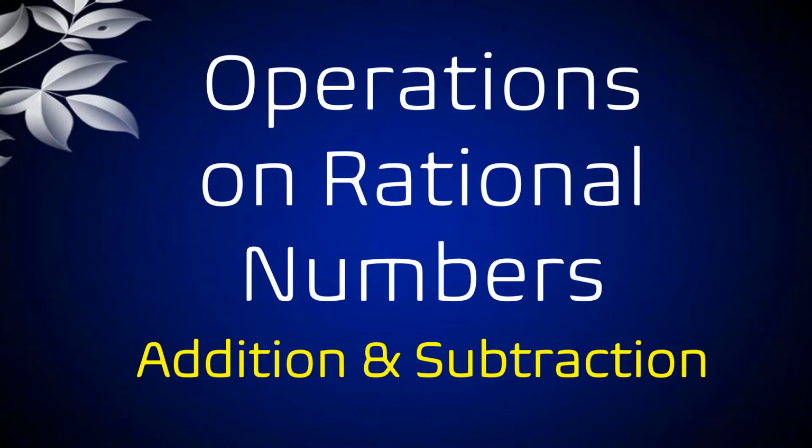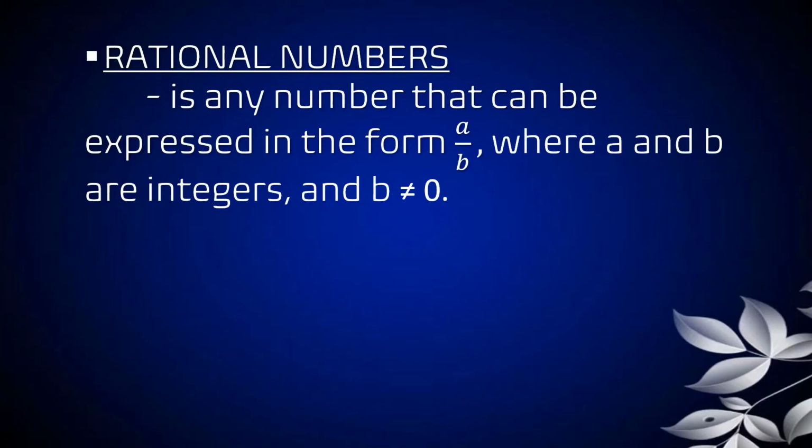Our topic for this video is operations on rational numbers, addition, and subtraction. Let's define first rational numbers. Rational numbers is any number that can be expressed in the form a over b, where a and b are integers and b is not equal to 0.